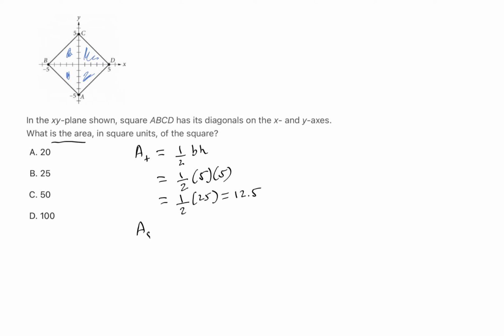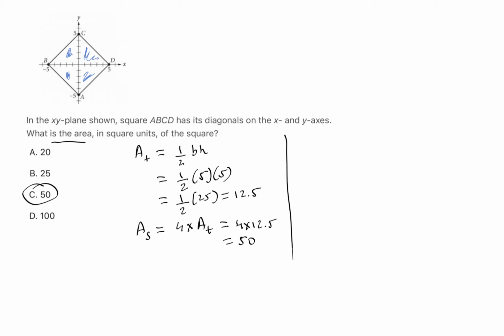And so the area of the square, as mentioned, is just 4 times the area of the individual triangle, because these triangles have the same area, and 4 of these combine to form the area of the square. So this is going to be 4 times 12.5, which is going to be 50. So the answer is 50.